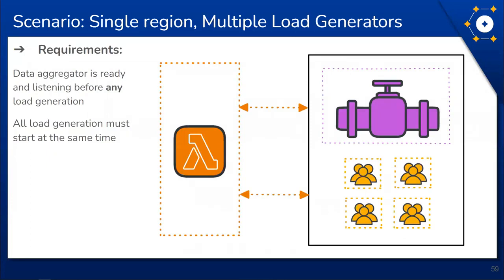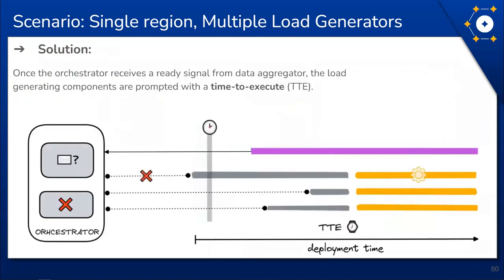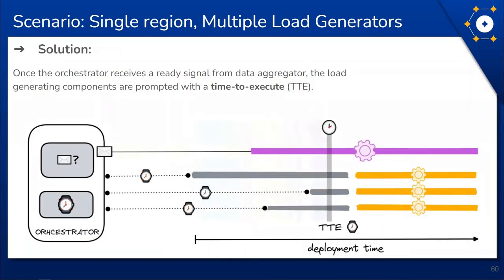In this second scenario, we now have multiple load generators. One requirement here is that the load generator should only execute once a data aggregator is ready. Another requirement is that all load generation should start at the same time across the distributed components. To aid in demonstrating how synchronization would work in this scenario, we represented it in the following diagram.